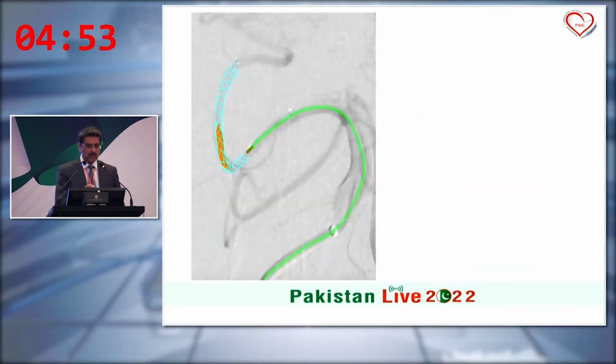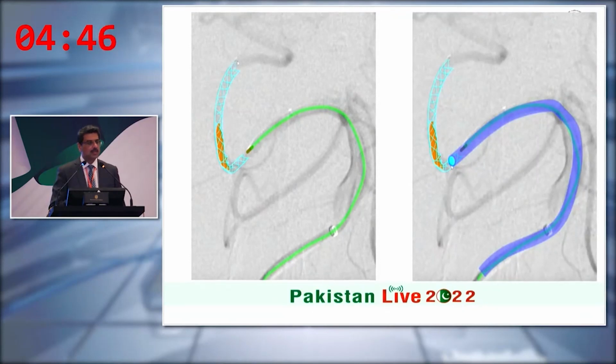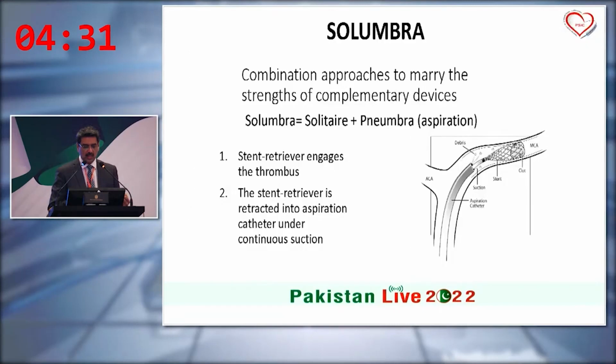So what we do is, once we've deployed the stent retriever, instead of pulling it out, we also bring in our aspiration catheter. So the aspiration catheter comes right up to the clot, so we apply suction through it. So now we've got the clot grabbed in the stent, and we're also applying suction, so we pull both the things out together, and this is called Solumbra.